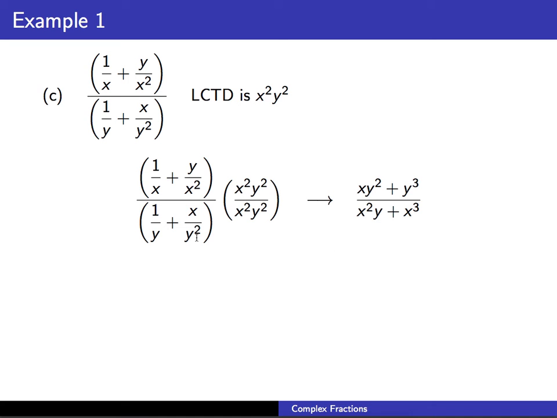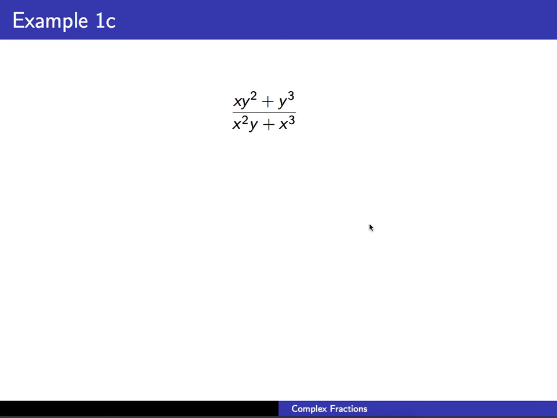And then x over y squared times x squared y squared. This tiny y squared is going to cancel out that y squared. And then x times x is x cubed. So we have xy squared plus y cubed over x squared y plus x cubed. However, we're not done yet, because in our numerator, we can factor out a greatest common factor of y squared, since both terms have a y variable.